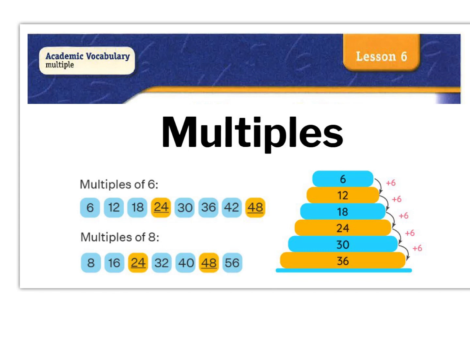You can do multiples for any number. So like even multiples of 2, we know are 2, 4, 6, 8, 10, 12, and so on. So you're counting by that number, you're skip counting by that number, and you are finding the multiples.